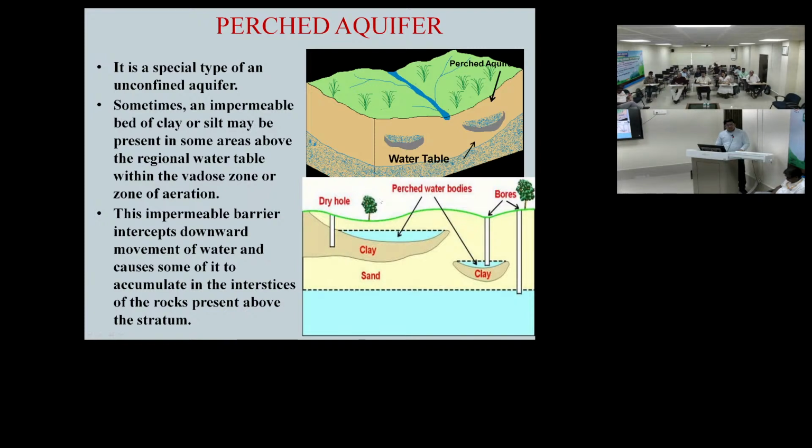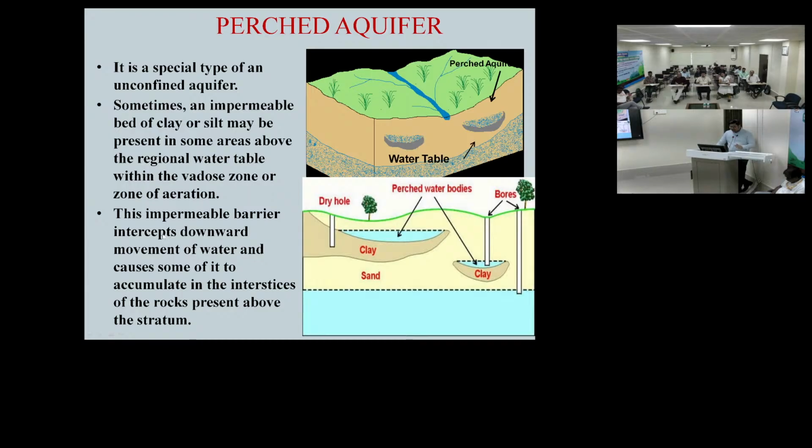But what happens is that it dries up in the lean season. Actually, this is not a regional groundwater table, but due to the non-uniformity of the Earth's surface, those types of aquifers are called perched aquifers. It's a special type of unconfined aquifer. Sometimes an impermeable bed of clay or silt may be present in some areas above the regional water table and within the vadose zone.